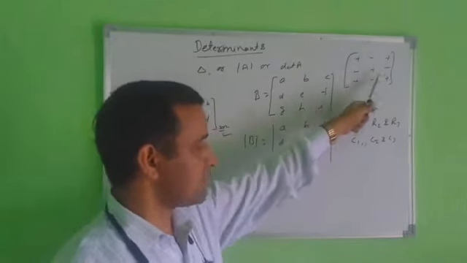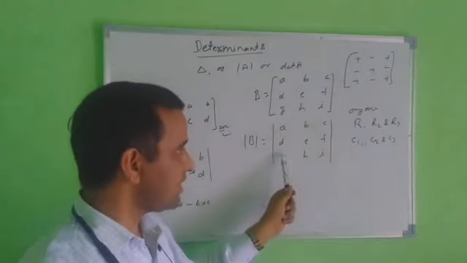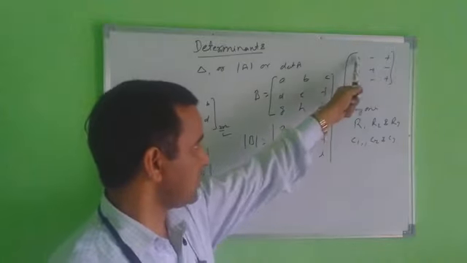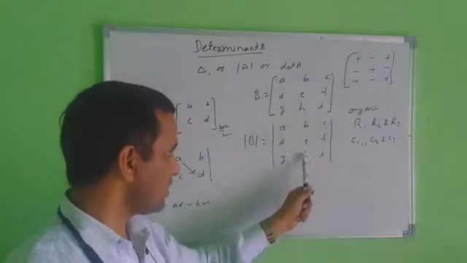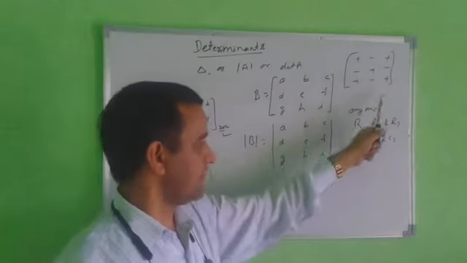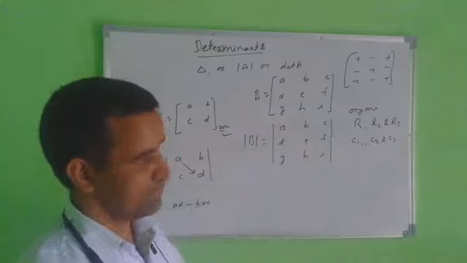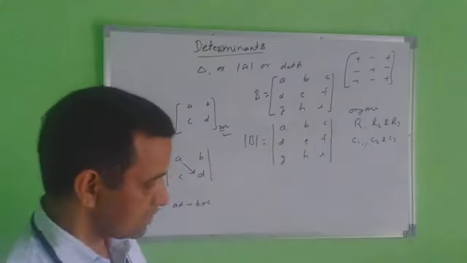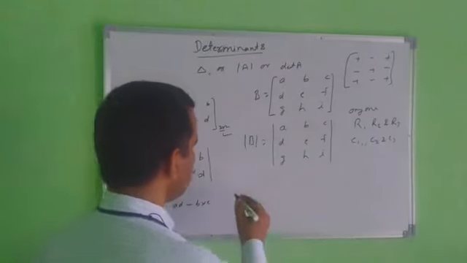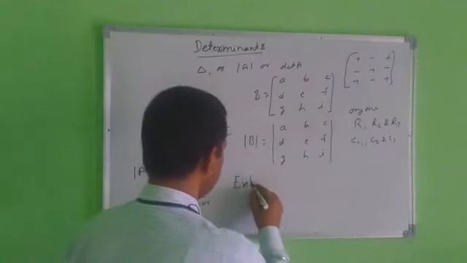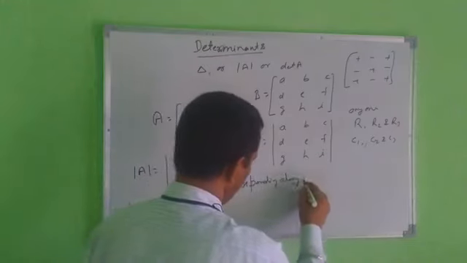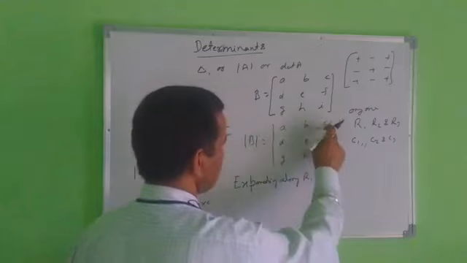So keep this sign table in mind whenever you expand along any row or any column. Suppose you expand along this row, keep this sign in mind. Suppose you expand along this column, just keep this sign in mind. Similarly for R1, R2, and R3. Next, suppose you are expanding along R1.